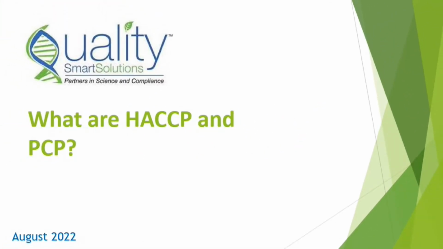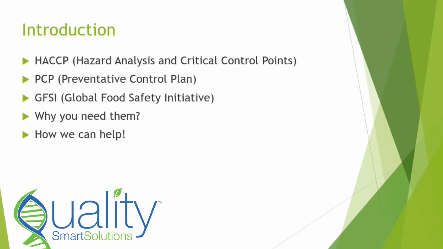Please be sure to check out my newest blog entitled What are HACCP and PCP? As an introduction, HACCP stands for Hazard Analysis and Critical Control Points. PCP stands for Preventive Control Plan. GFSI stands for Global Food Safety Initiative. I'll be going over why you need them and how we can help.